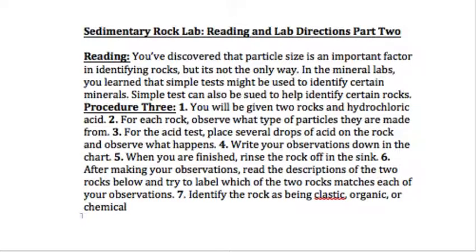On to part 2, Sedimentary Rock Reading Lab, Directions Part 2. You've discovered that particle size is an important factor in identifying rocks, but it's not the only way. In the mineral labs, you've learned that simple tests might be used to identify certain minerals. Simple tests can also be used to identify certain rocks. You'll be given 2 rocks and hydrochloric acid. For each rock, observe what type of rock they are made of. For the acid test, place several drops of acid and observe what happens.